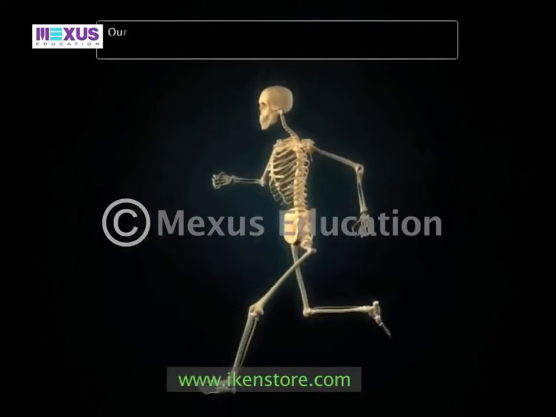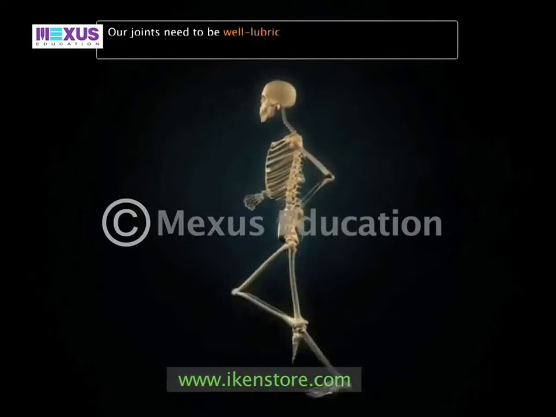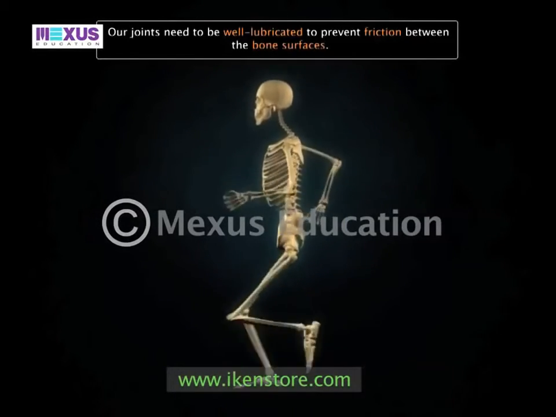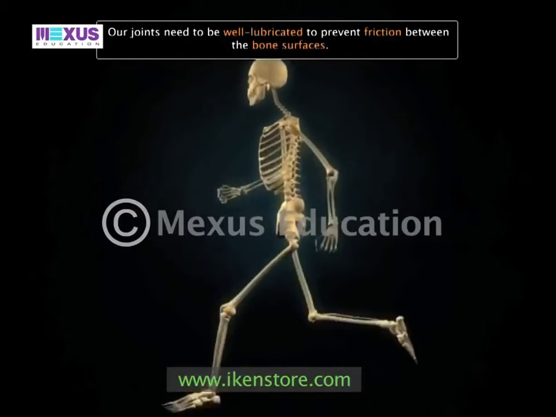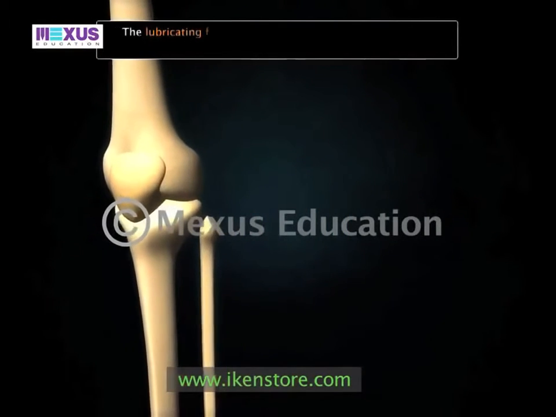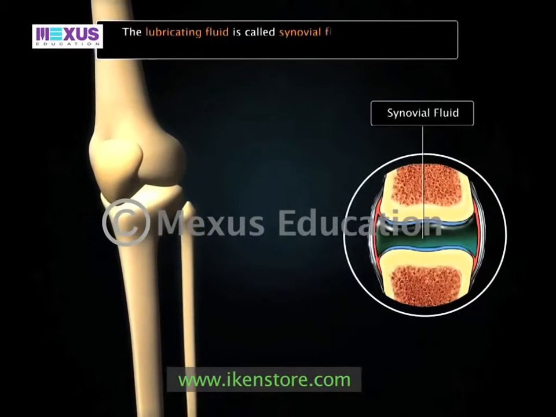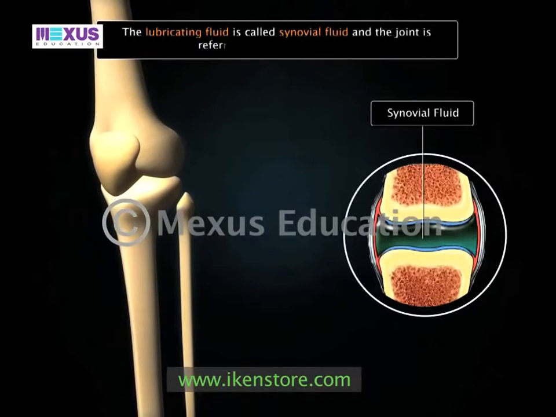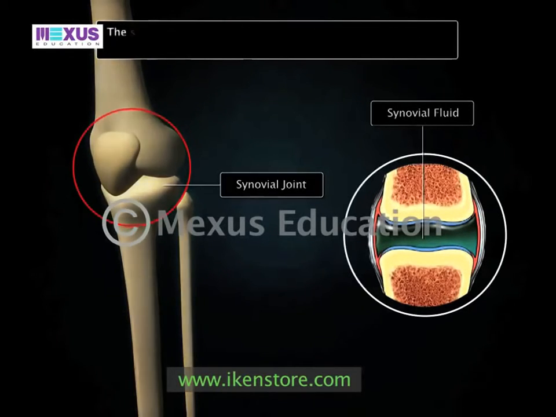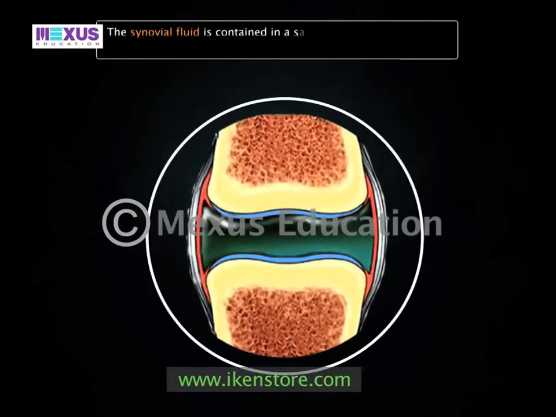Because we use our joints so much, they need to be well lubricated. This prevents friction between the bone surfaces and reduces the effects of wear and tear. The lubricating fluid is called synovial fluid, and the joint it is found in is referred to as a synovial joint. The knee joint is an example of a synovial joint. The synovial fluid is contained in a sac which serves as a cushion between the bones.